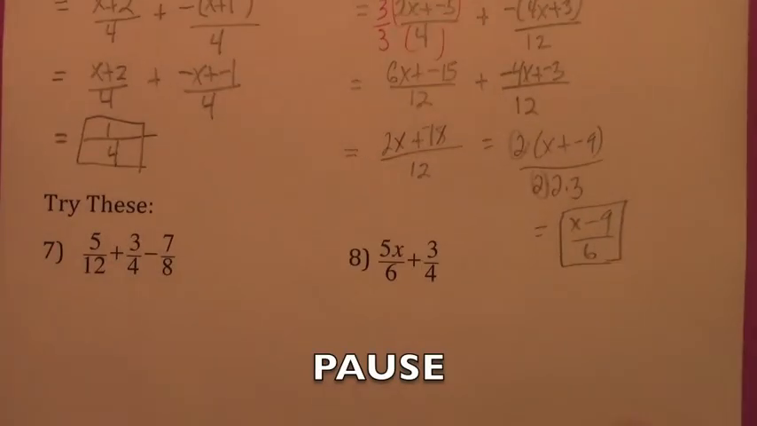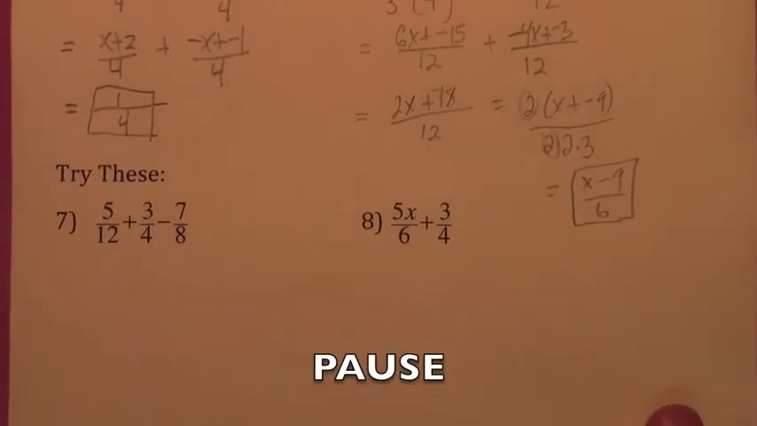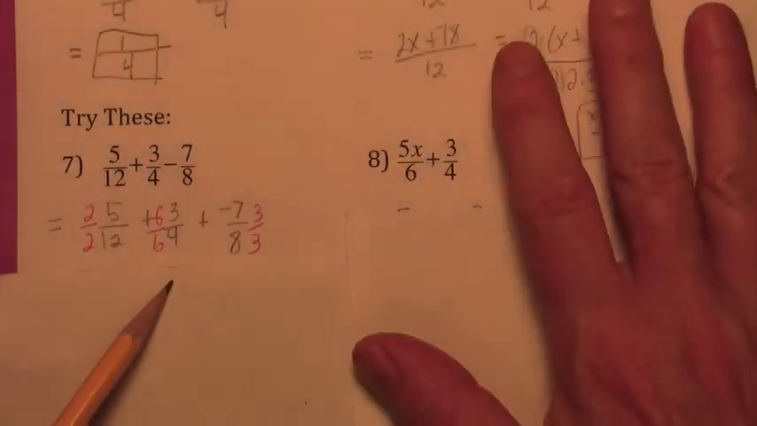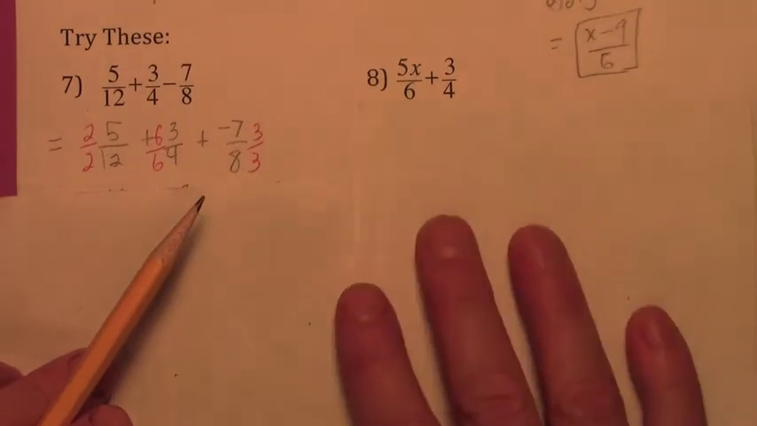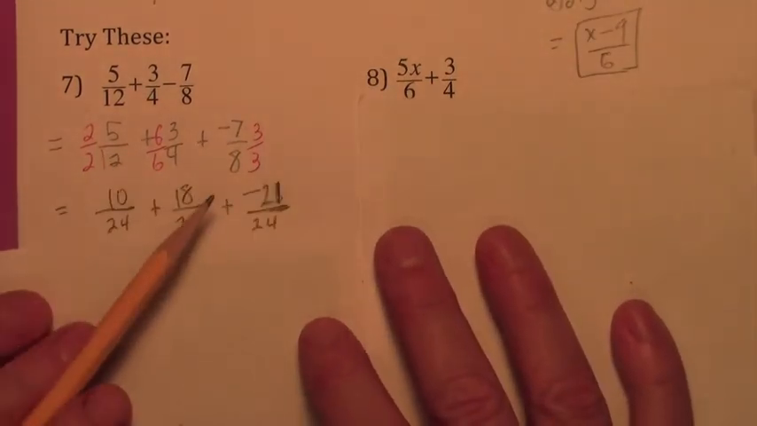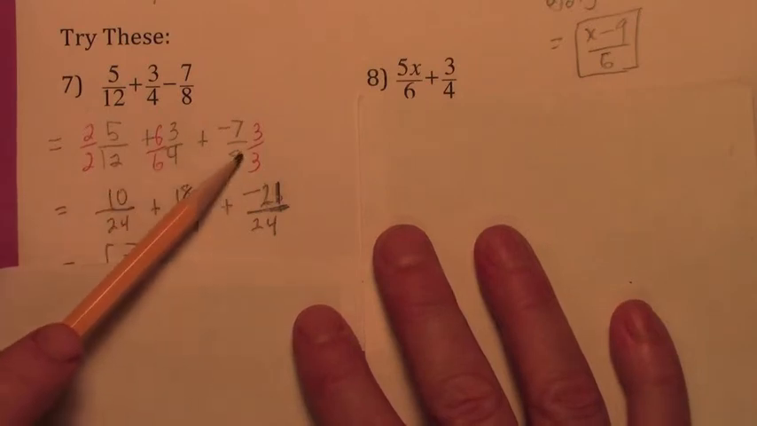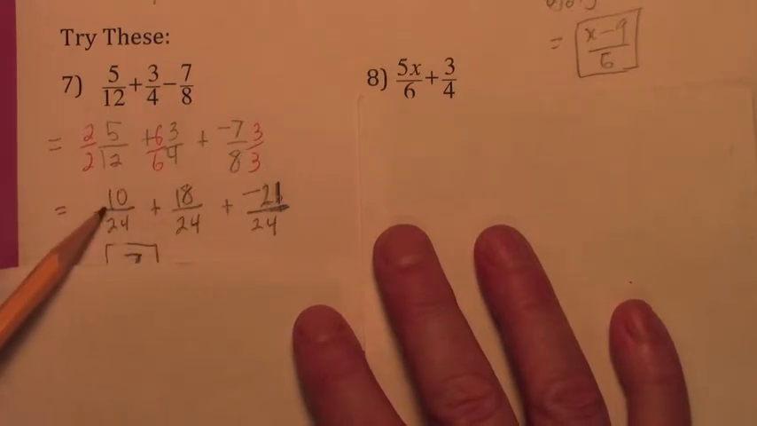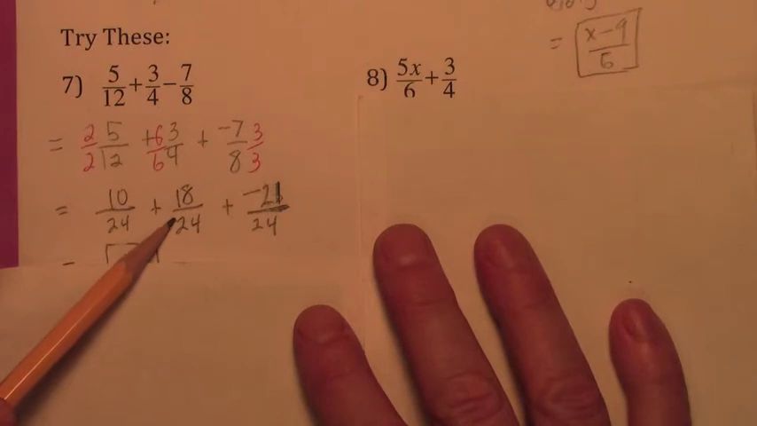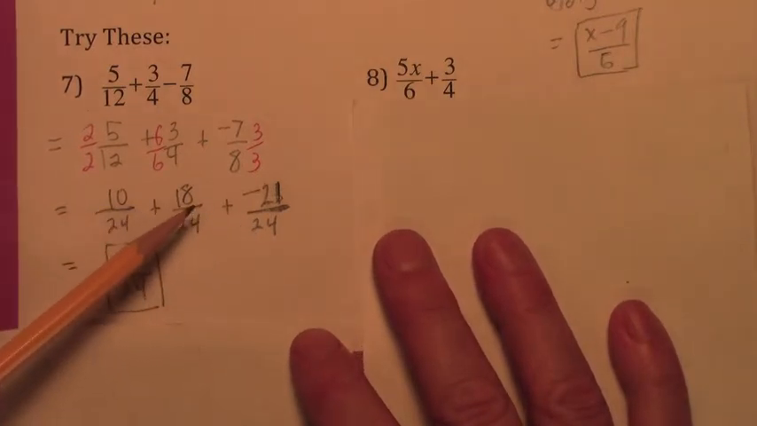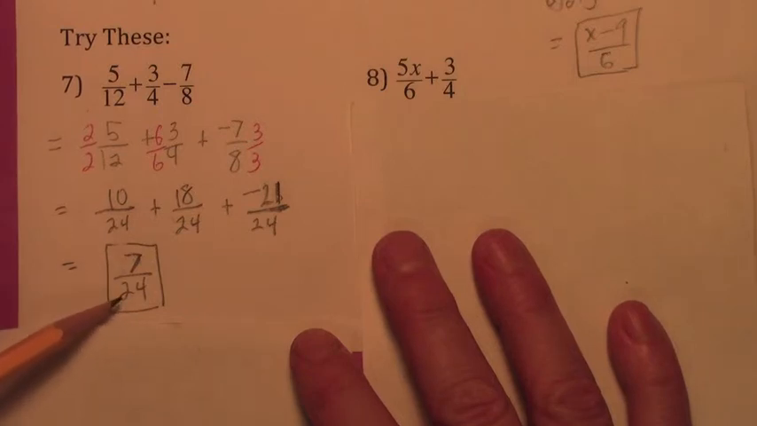Alright. Speaking of which, go ahead, hit the pause button and try these. We'll go over this in just a minute. Also, I think the LCD is 24, yeah, 24. So to write them all over 24, you've got to multiply the first one on top and bottom by 2, second one on top and bottom by 6, third one on top and bottom by 3. So I get 10 over 24 plus 18 over 24 plus negative 21 over 24. I get 7 over 24. 28 minus 1, yeah, 7 over 24.